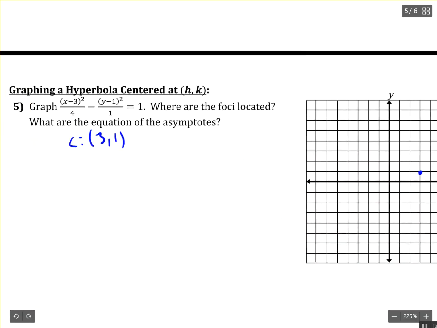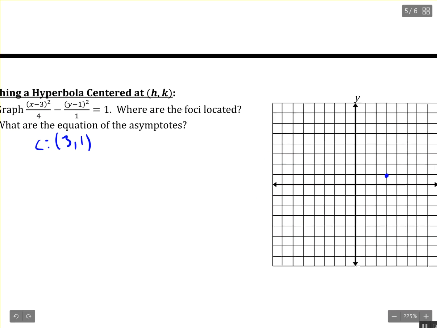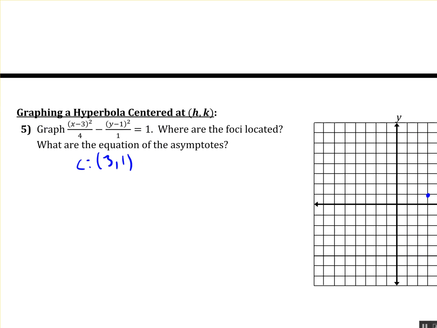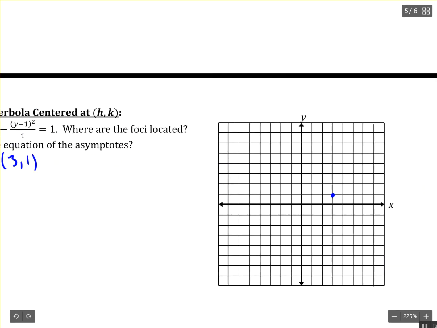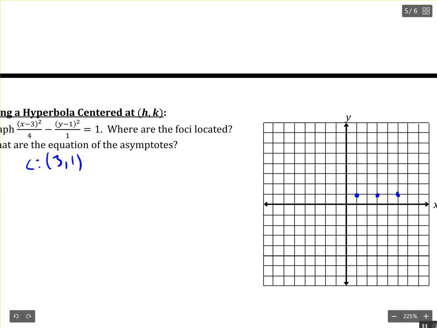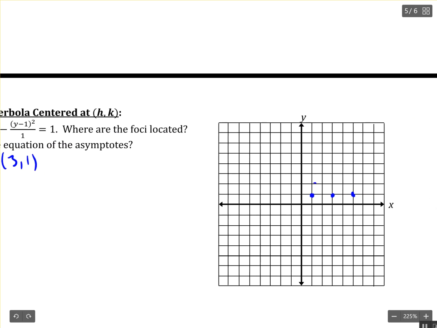So the x squared is the positive term, so it opens left and right. It's horizontal. The number under the x term is 4, so I'm going to go left and right 2. Those are going to be my vertices. So my vertices are right there. I'm going to go up and down 1, and that's going to be for my box for my asymptotes.